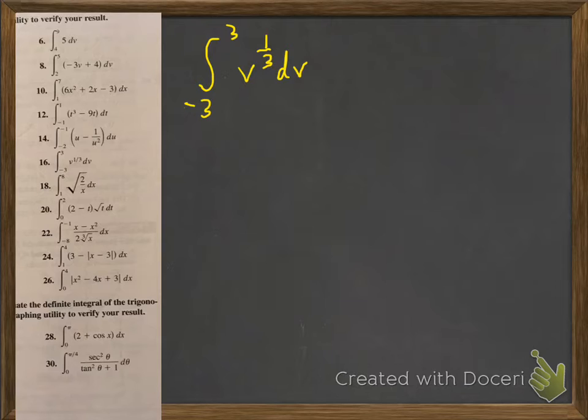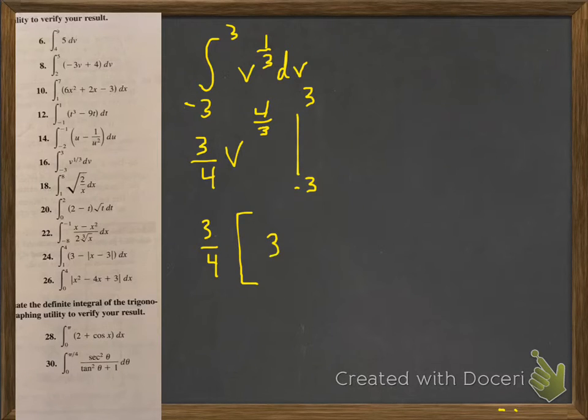So we have fractional exponents, so we just got to be a little careful. Make sure that we're adding 1 just like we would before. So 1/3 plus 1 is 4/3. Then we divide by that 4/3, which means we're going to multiply by 3/4. And if you want, you can just leave the constant out front and do 3 to the 4/3 minus negative 3 to the 4/3.